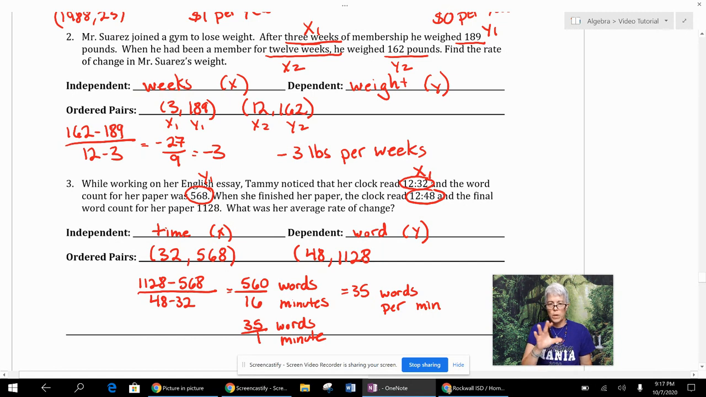So again, you're reading a situation, you're figuring out the relationship, what are the two things they're in relationship with, then you have to decide which is independent and which is dependent.